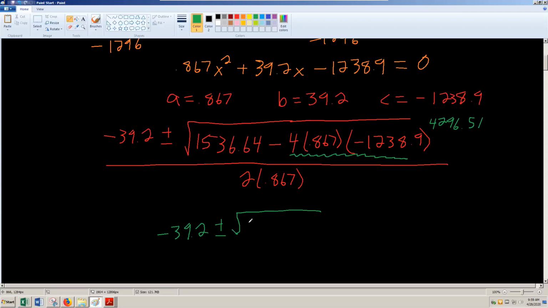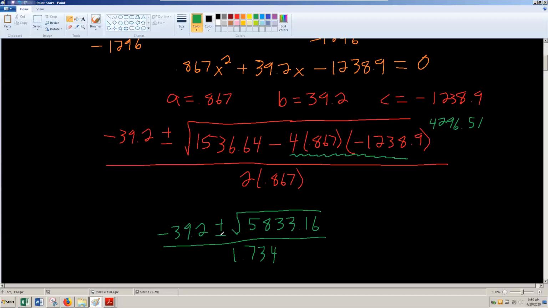So here I'm doing that plus my 1536.64. So this inside ends up becoming 5833.16. And this is all being divided by 2 times 0.867, which gives us 1.734. Cool. I'm only looking for positive times. I'm looking for 1970 and beyond.